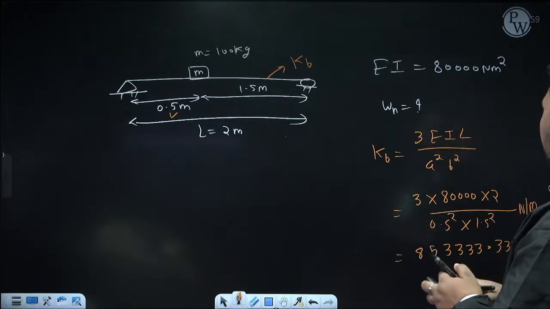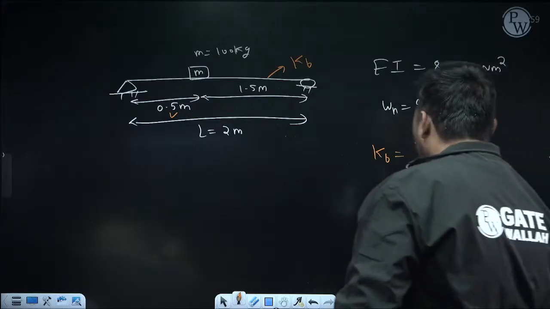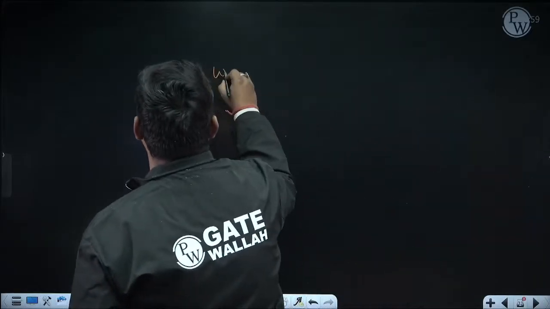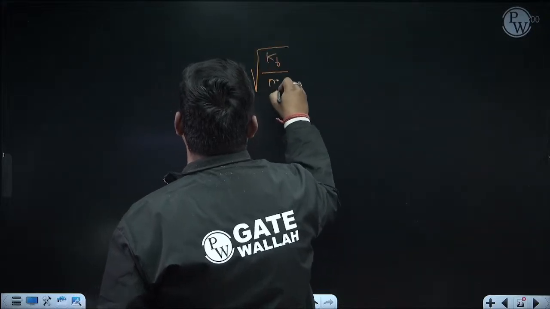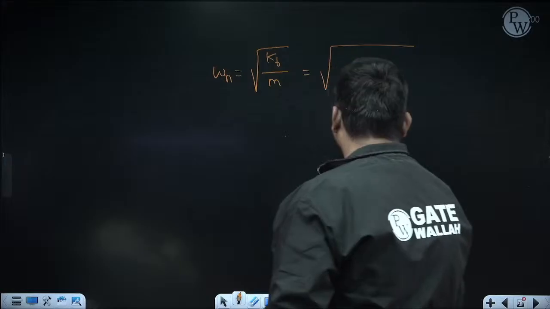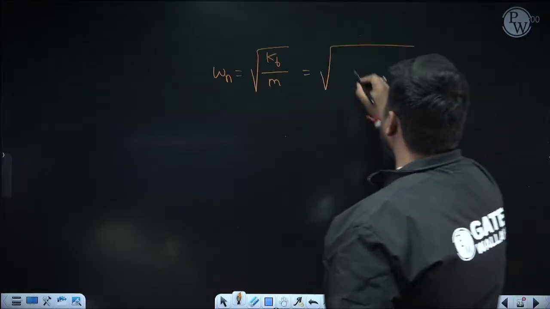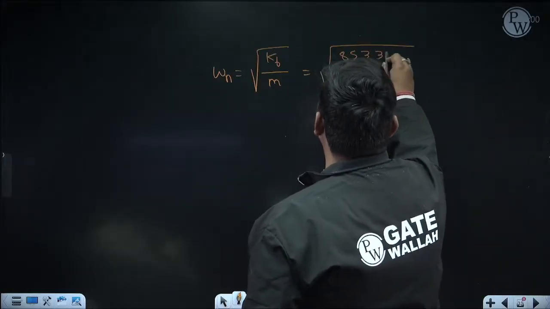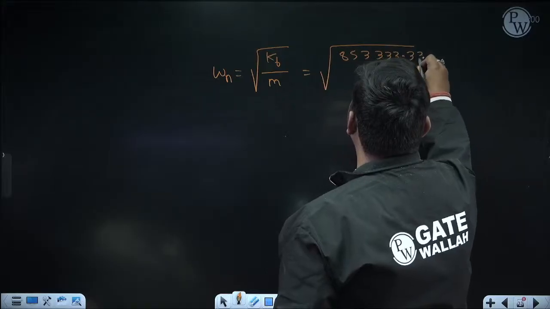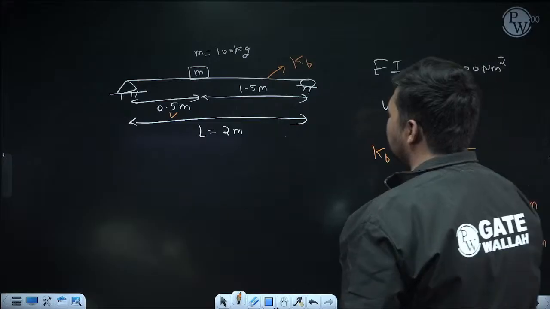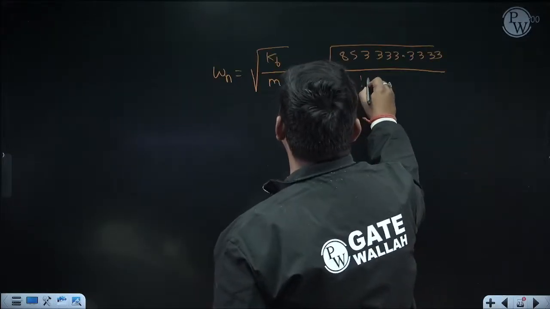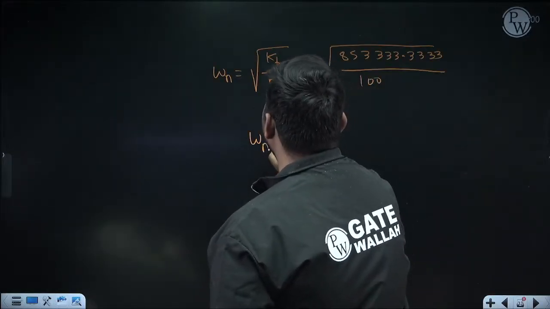Yes. Now after calculating KB, we can calculate the natural frequency of transverse vibration in radian per second. It will be the square root of KB upon the value of point mass M. Now KB is 853333.3333 upon the value of mass m in kg, it is 100 kg. So how much is omega n coming?